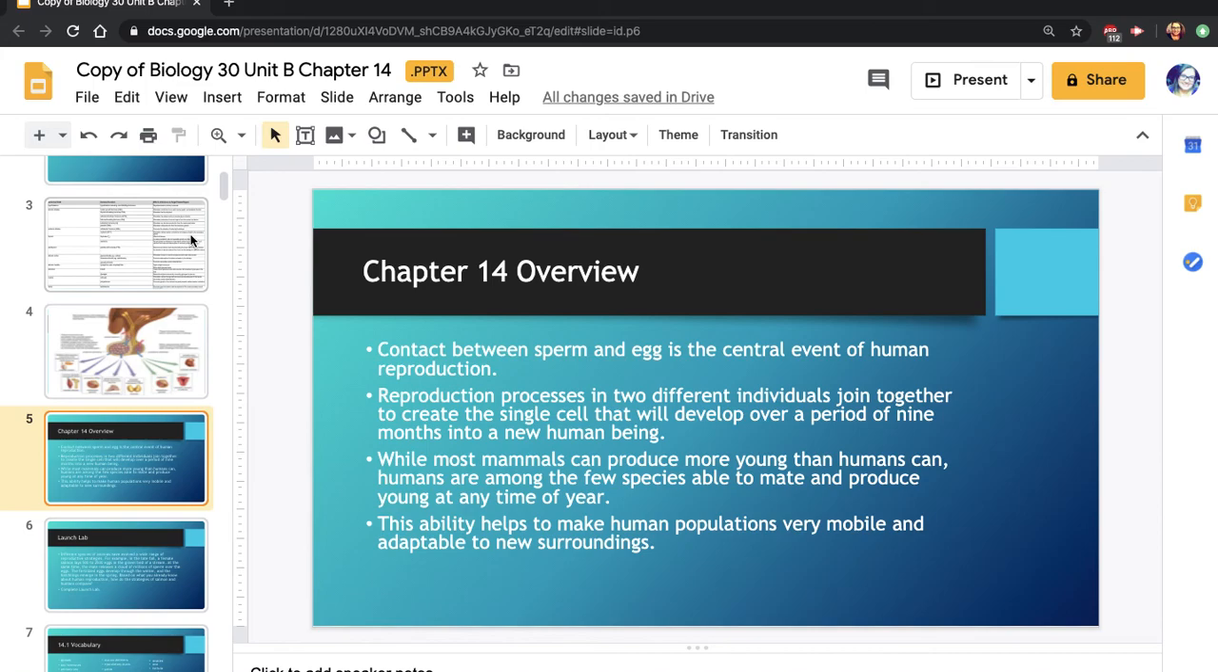If we think about non-animal species, certain flowers, plants, they also mate in the spring. So spring is like that new beginning time in many of the lives of different species, but in humans, we can really just reproduce whenever. This ability helps to make human populations very mobile and adaptable to new surroundings. So we don't have to wait for a certain time of year. If any sort of situation happens in the world, we can reproduce, where some species would have to wait like a whole year.